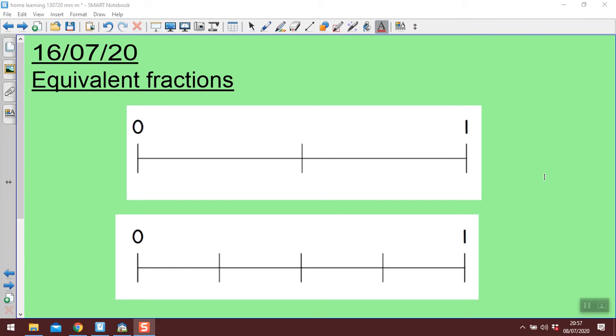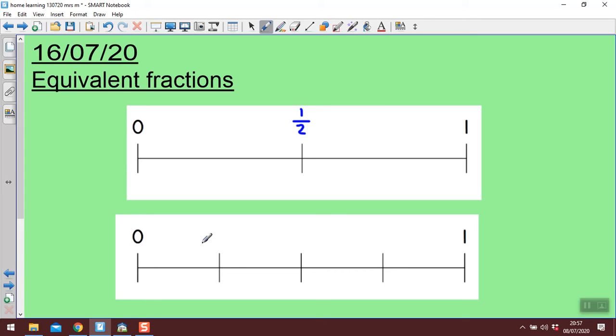We're going to have a look at equivalent fractions again, but this time using number lines to help us. So the first one is a number line from 0 to 1 and I've split it in half. So this is a half and this is a half. I'm going to label it 1/2.